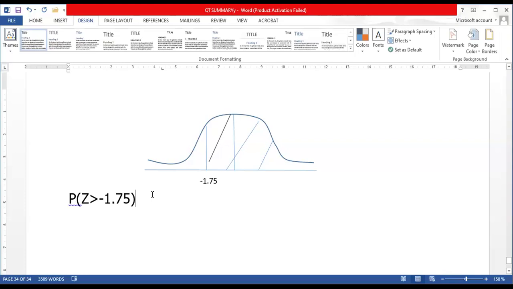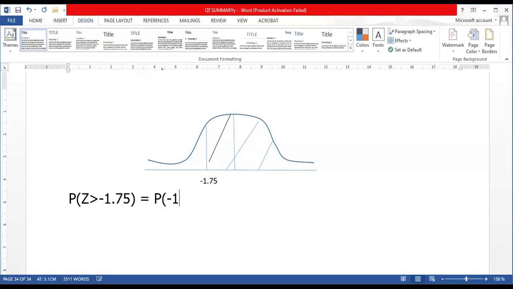So it means that when you're getting the probability, you are going to get the value from here to here, and the value from here to this line that separates, the probability, you get it from the table. So technically, you are looking for the probability of negative 1.75 is greater or equal to, okay.